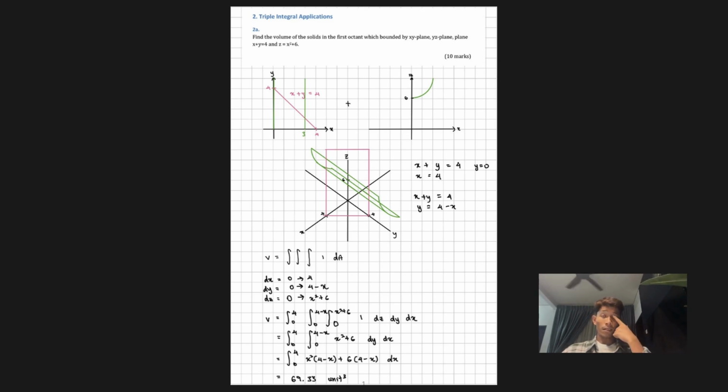Okay, using the triple integral, we calculate like this. After solving step by step, the total volume is 69.33 cubic units.